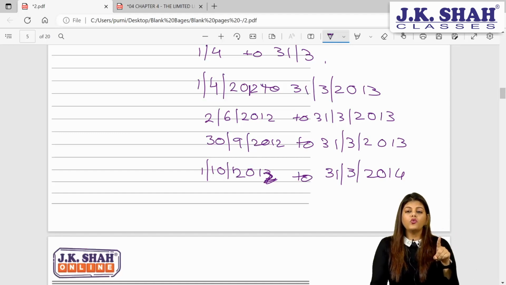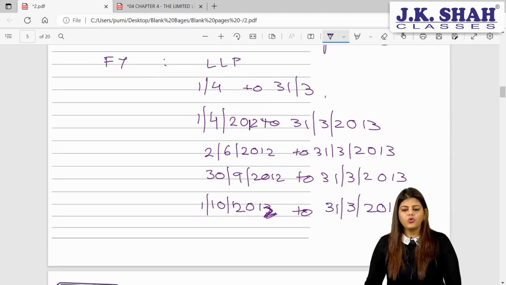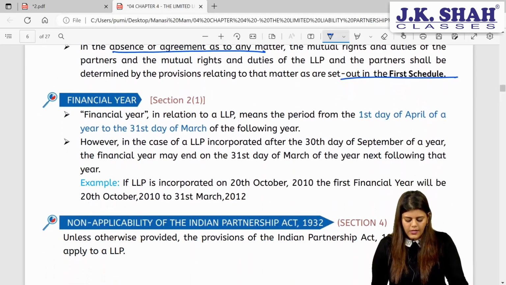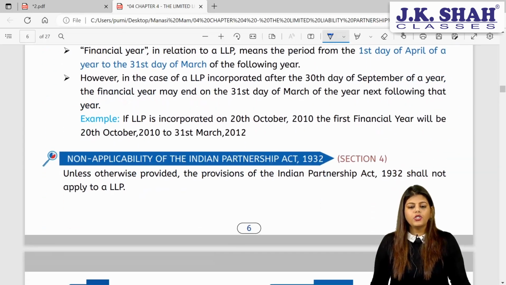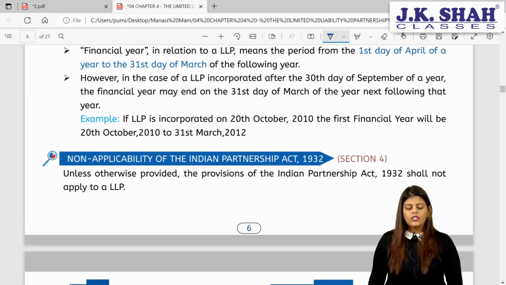And this problem is only for the first financial year, because from the 2nd financial year onwards it will be proper, 1st April 2014 to 31st March 2015. So this is the financial year. It's given here, Indian Partnership Act is not applicable. Now tell me, what about Companies Act? Is Companies Act applicable to LLP?